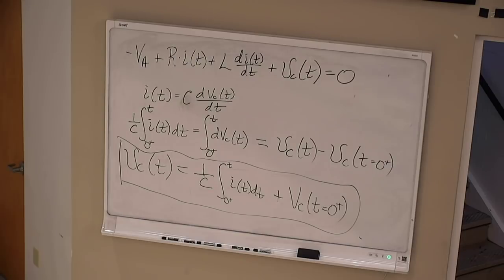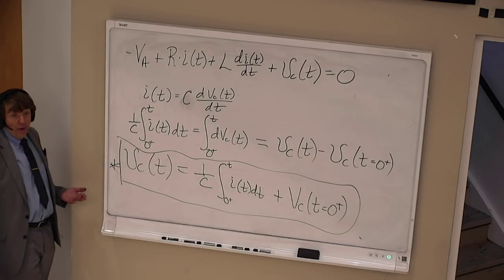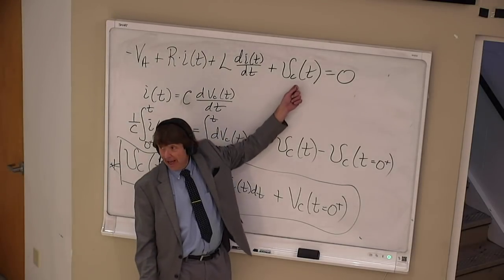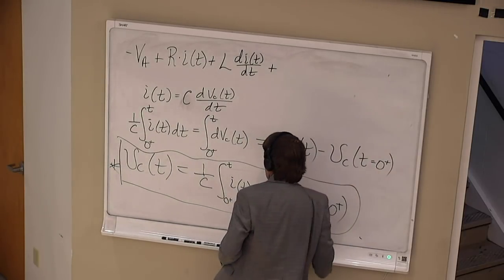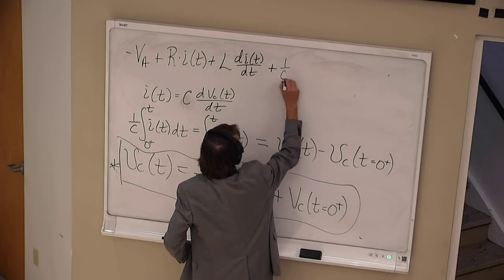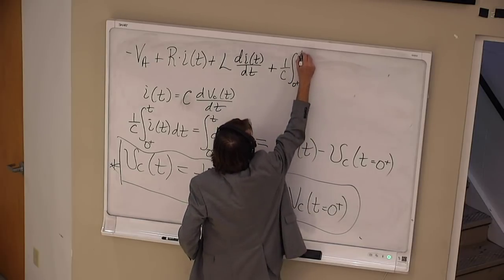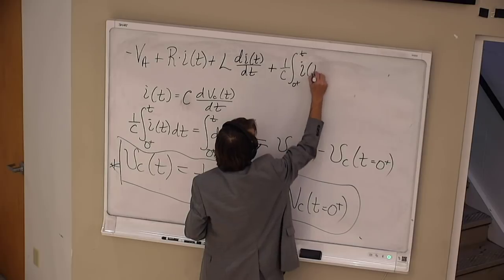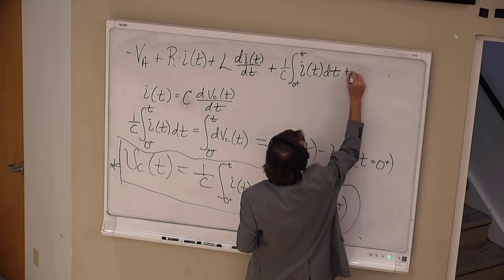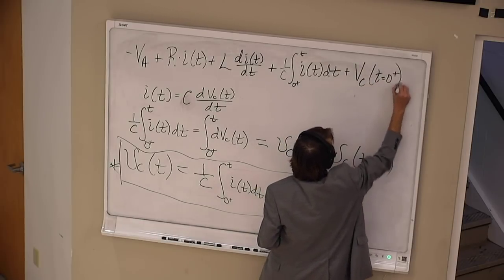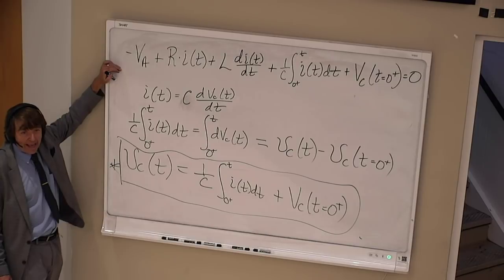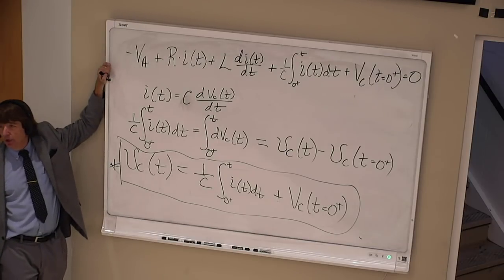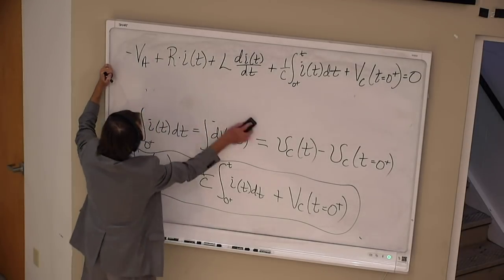All right. Phoebe, are we connected? So, Phoebe, what I now do is I take this. Where do I substitute it? Exactly, Zach. Right up here, into this. All right? So let's do it. Okay, here we go. So this becomes 1 over C integral from 0 plus to t of I of t dt, plus V sub c at t equals 0 plus, all of this equals 0. Now, I'm going to erase everything but this. We're getting there. How we doing? All right. So I'm going to erase everything here.